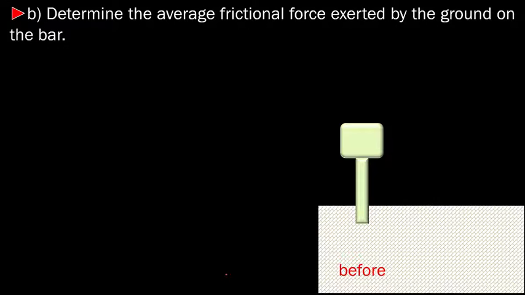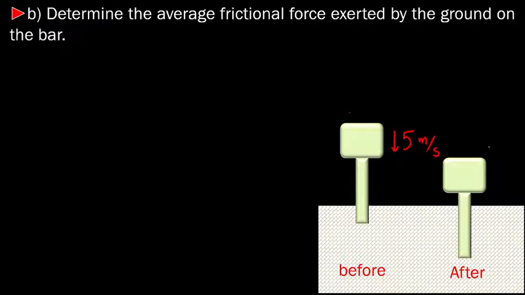Part B. Determine the average frictional force exerted by the ground on the bar. Okay, suppose that this is the system just immediately after the collision. It has the velocity of 5 meters per second. So it comes to rest and has no velocity. Velocity is 0 here. It digs into the ground and comes to rest.